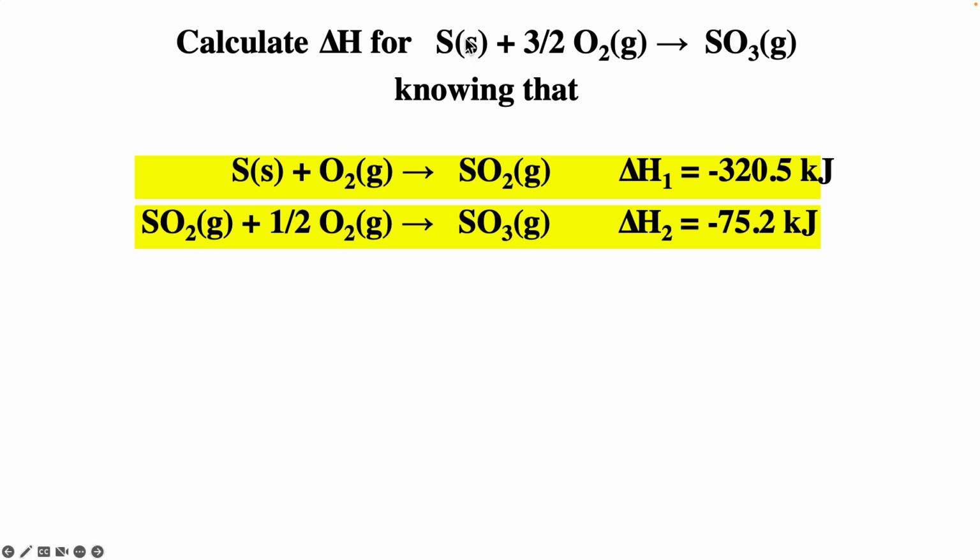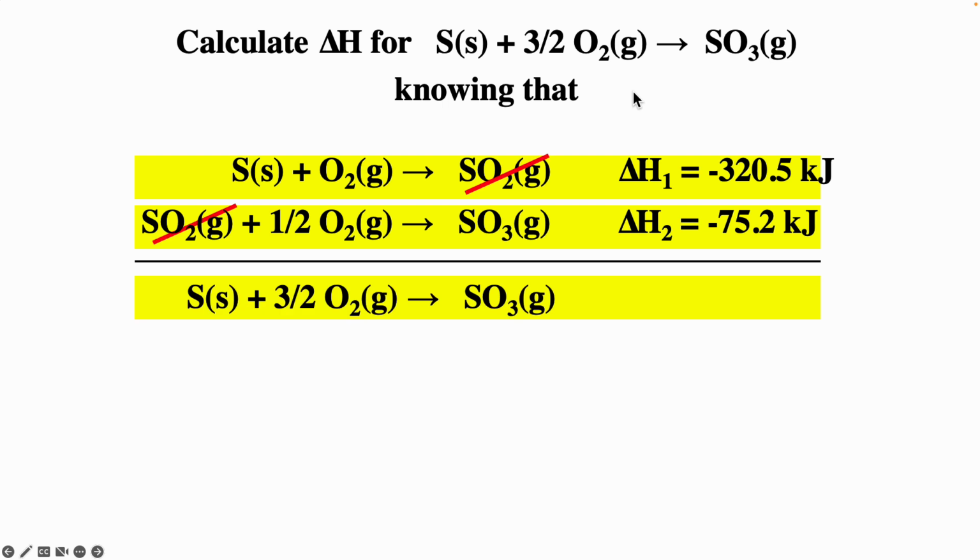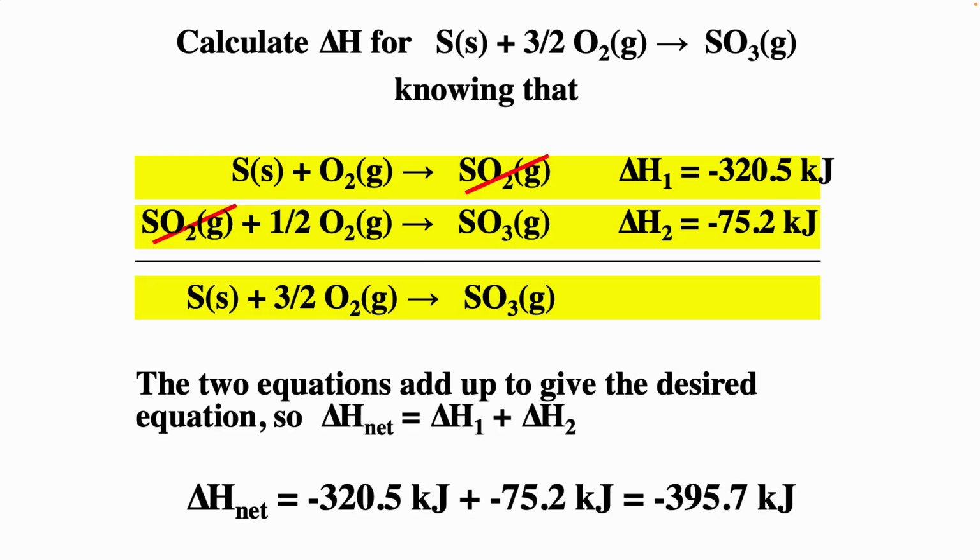And so we have sulfur as a reactant, sulfur as a reactant. So we'll probably keep that first reaction the way it is. And here we have SO3 as a product, SO3 as a product. So we'll probably keep the second reaction the way it is. And so if we add these two reactions, we get the reaction that we're looking for. If you add reactions, you add the corresponding delta H's. And so we get minus 395.7 kilojoules.